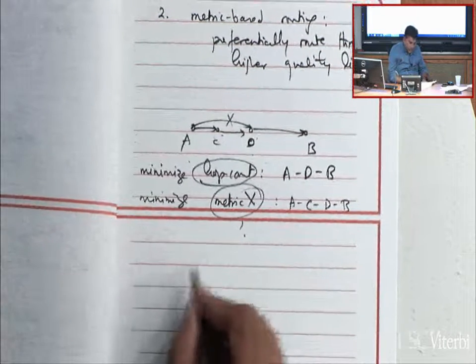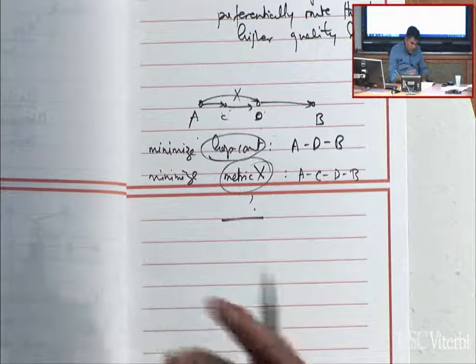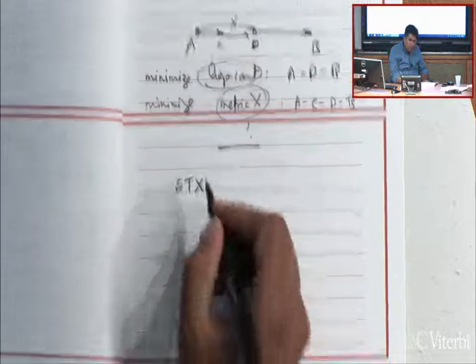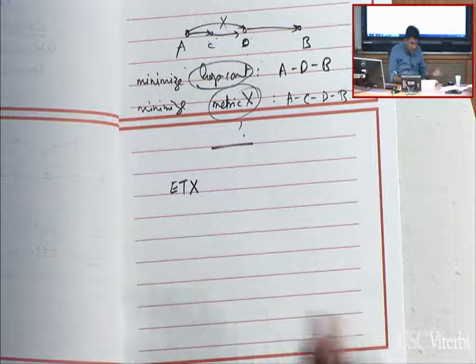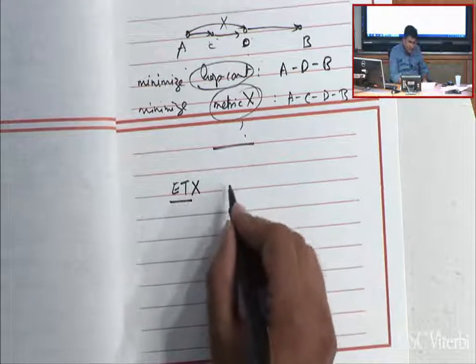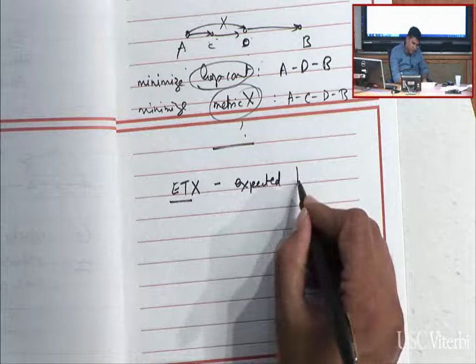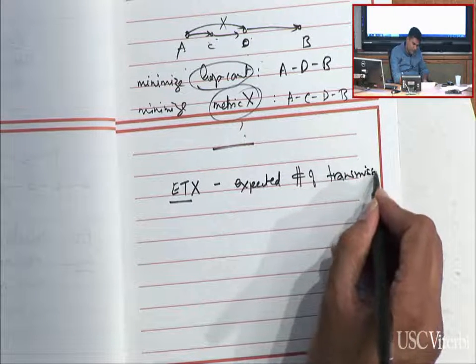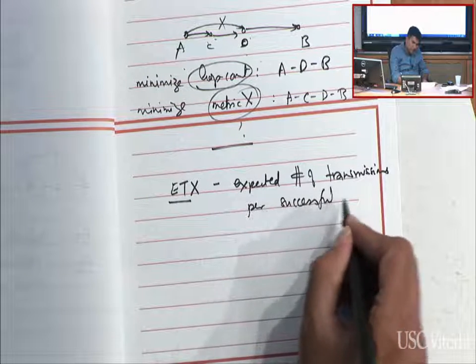Okay. And in this regard, the big development in multi-hop wireless networking was the development, the invention, of a routing metric called ETX, which stands for expected number of transmissions per successful reception.